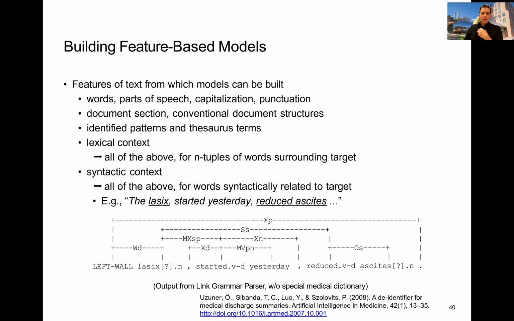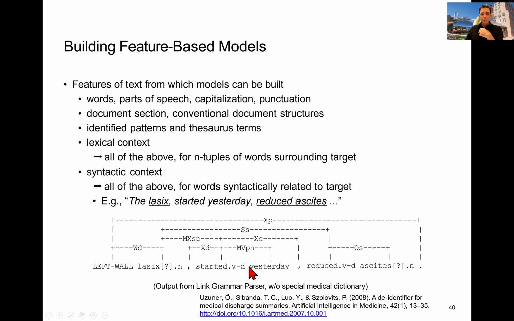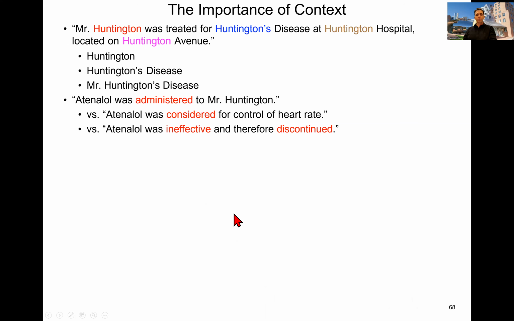So again, there was a lot of machine learning work to identify the relations between different types of entities. So basically what modifies what. For example, the LASIX started yesterday reduced ascites. And what reduced? Well, it's ascites. The temporal relationship is when it was started, yesterday, and so on and so forth.